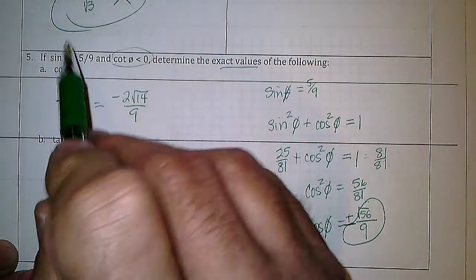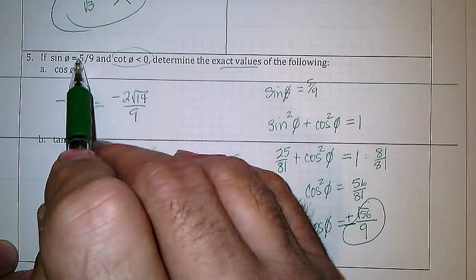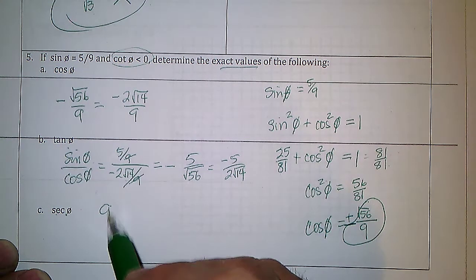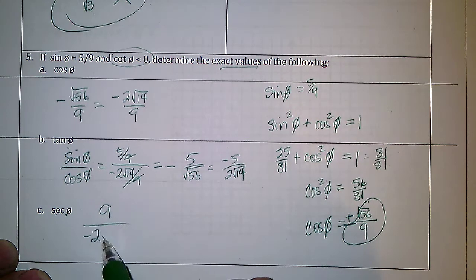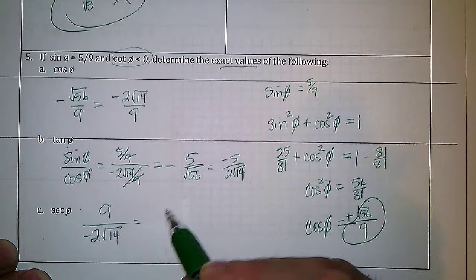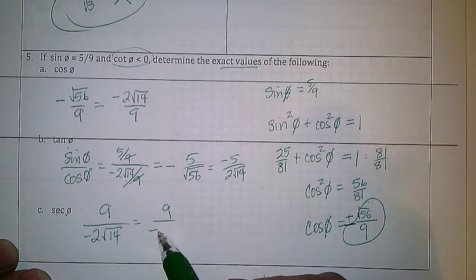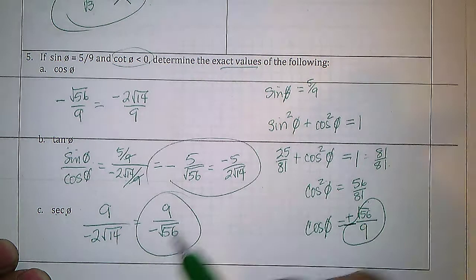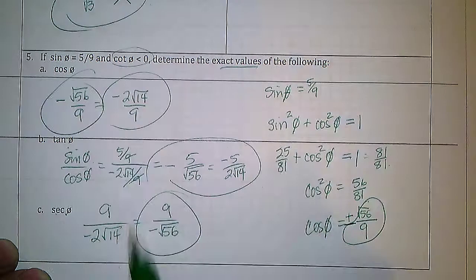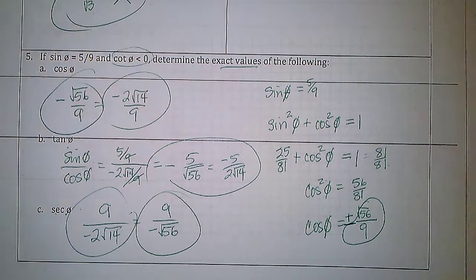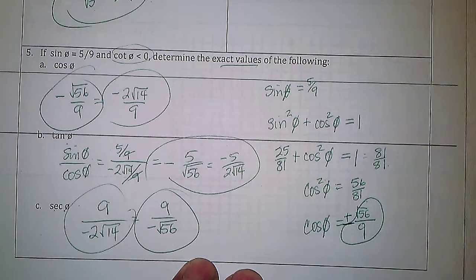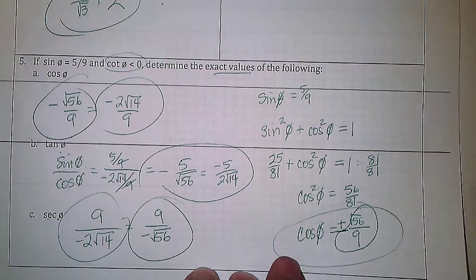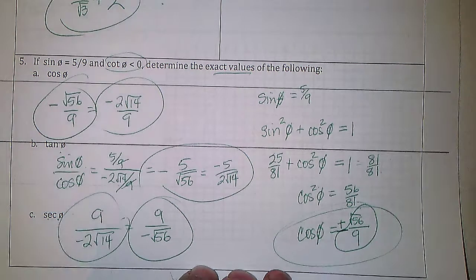Secant. Several people just wrote the reciprocal of 5/9. Secant's the reciprocal of cosine. So it's 9 over minus 2 square root of 14, or 9 over the negative square root of 56. 6 points possible on that one. But you got to choose the right sign on that. Otherwise, you lose a point on everything because it messes all the signs up.